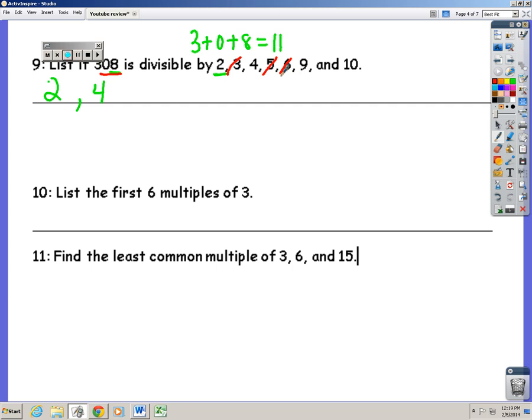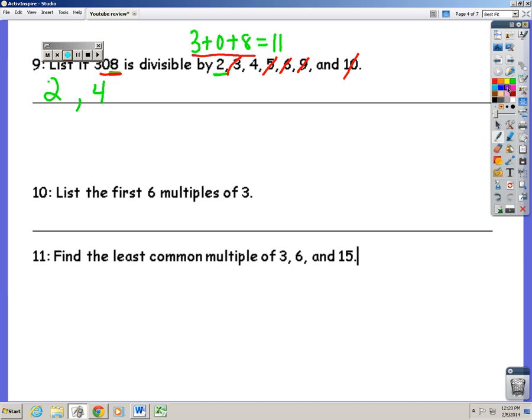Now for 9, our rule is pretty close to the same as 3. We add up our digits like we did just here. We have a total of 11, but this time we need to see if it's divisible by 9. 11 is not divisible by 9, so I can cross that out. Our last one is 10 that we need to check. 10, the rule is if any number ends in 0, then it will be divisible by 10. We see it does not end in a 0. It ends in an 8, so 10 doesn't work either. So our only 2 numbers that work for this one are 2 and 4.